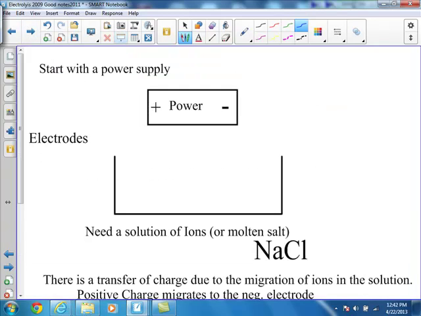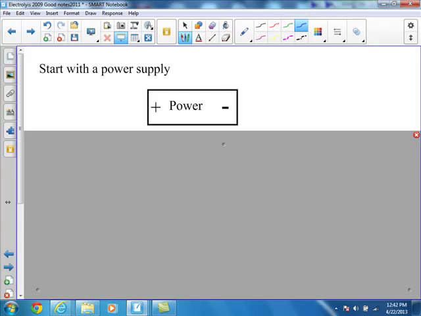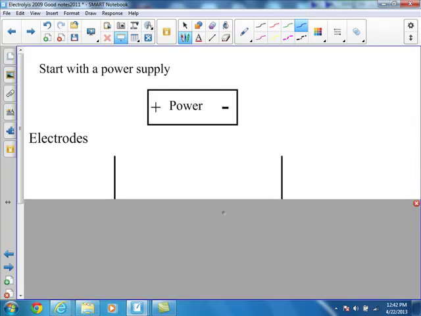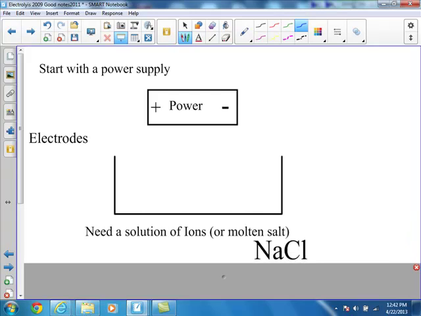Okay, with electrolysis, a few things you need. You've got to start with a power supply. We got power out last time; now we're going to put power in. So you actually have to start with a physical power supply. It's not a voltmeter anymore. A voltmeter just measures voltages. Then you are going to need a solution of some type. To start with, we're just going to have a solution of molten salt.